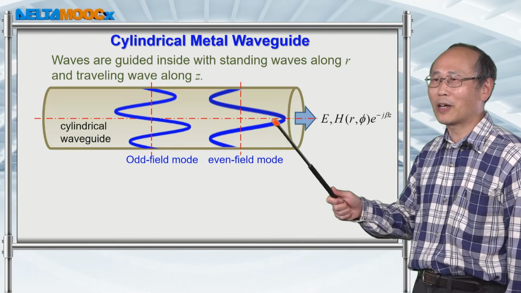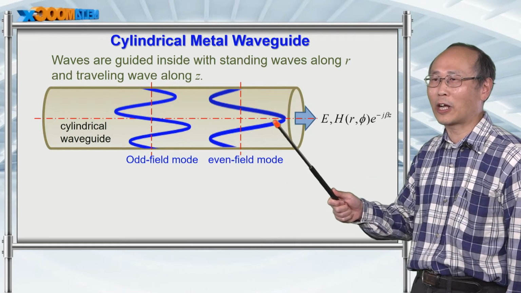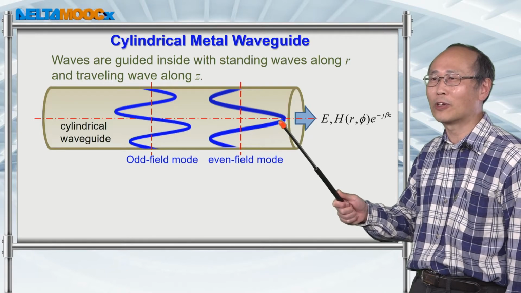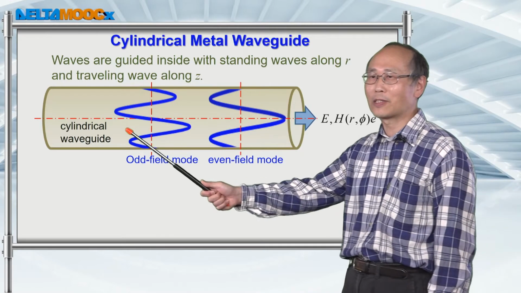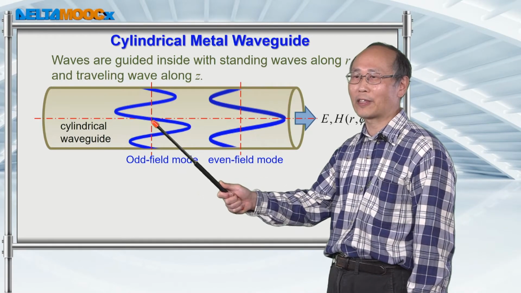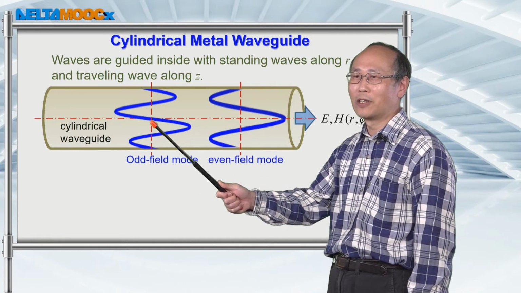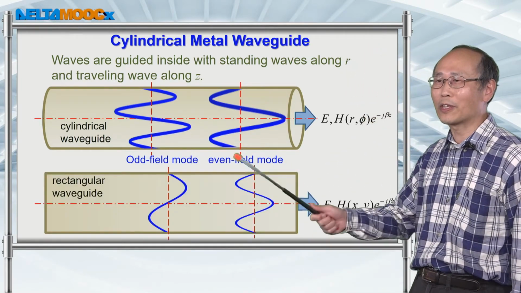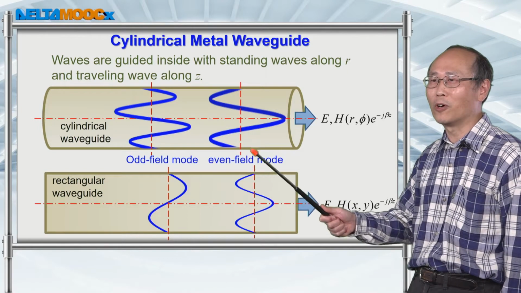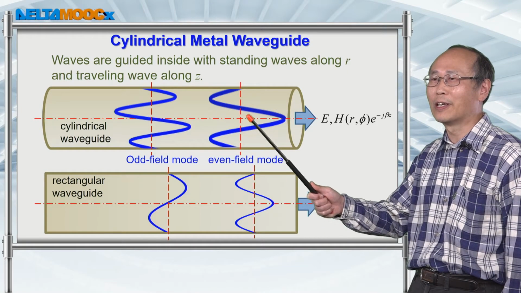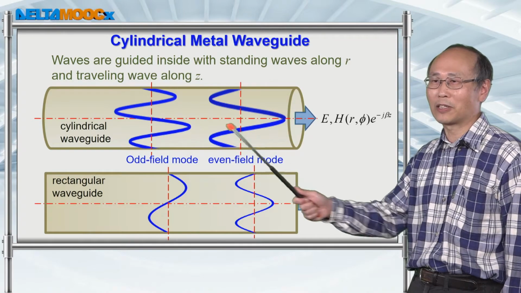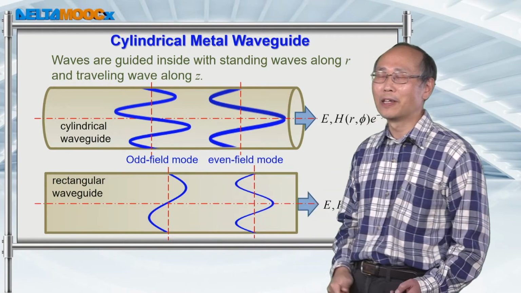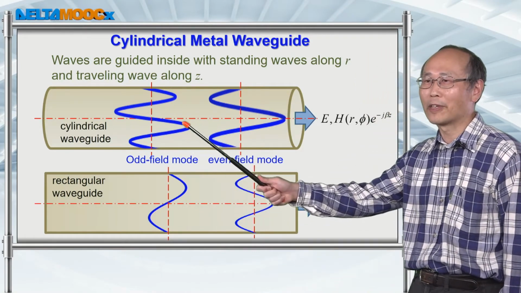But sometimes you will have constructive interference on the axis. Therefore, you will see a high field right on the axis. But sometimes you could have destructive interference at the center of the axis. Therefore, you have zero field on the axis. And we call this mode an even mode because it is an even function about the axis. And we call this an odd mode because this field pattern is an odd function about the axis.